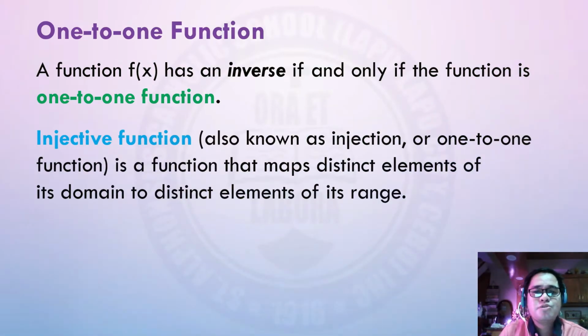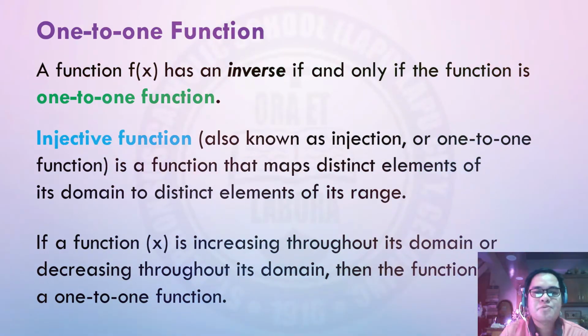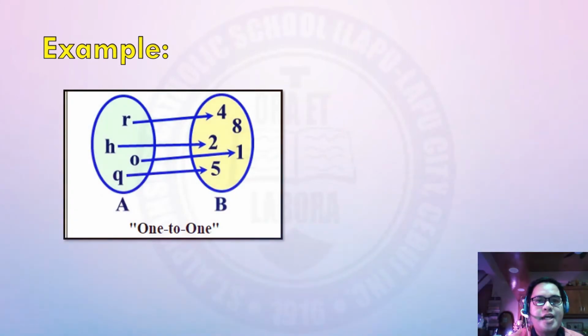Injective function, also known as injection or one-to-one function, is a function that maps distinct elements of its domain to distinct elements of its range. If a function is increasing throughout its domain or decreasing throughout its domain, then the function is considered a one-to-one function. This example is considered one-to-one because distinct elements of its domain, which is the first set, map to distinct elements of its range, which is the second set.